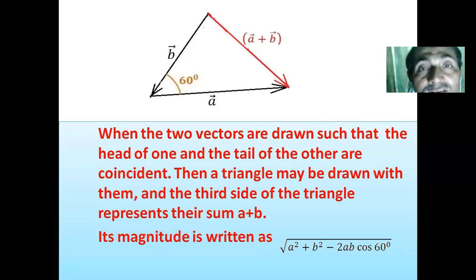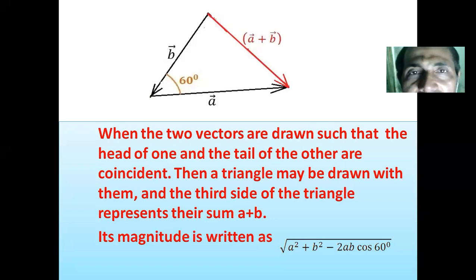When the angle is measured between the two vectors and the two vectors do not have their tails coincident, in that case, you have to use the negative symbol in the equation of the magnitude. At the bottom of this slide, you are seeing one equation, which is a square plus b square minus 2ab cos 60 degrees. The magnitude of the resultant vector is written with the symbol minus.